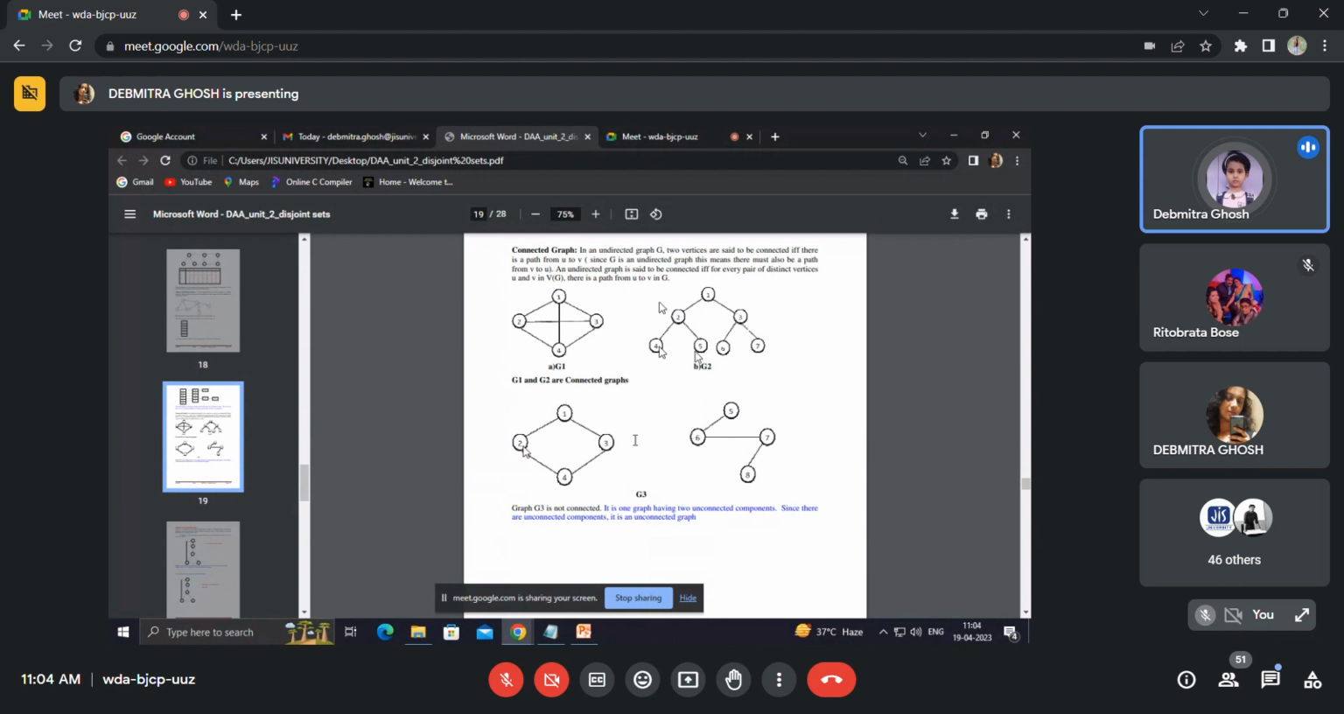Here also, you see, this is also a connected graph, G2. From 1, you can go to 2 and 3. From 2, you can go to 1, 4, 5. From 5, you can go to 2. And from 4, you can go to 2. You can travel up to 6, up to 7. From 7, you can go to 3, you can go to 1, you can go to 2, you can go to 5. You can travel the entire thing. So this is a proper binary graph, a balanced binary graph. So that is a connected graph.